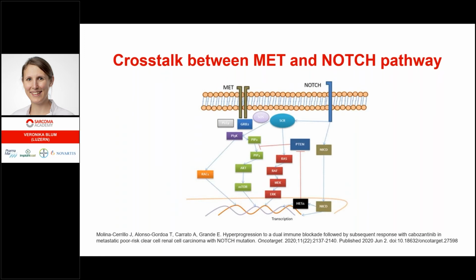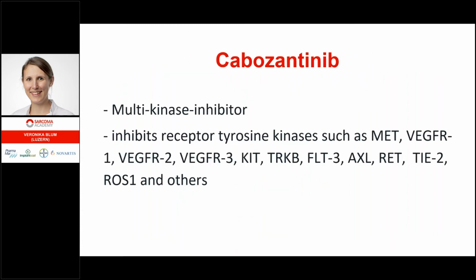We know that there is a crosstalk between MET and Notch pathway, also described in renal cell carcinoma. So maybe this could be an explanation why it helped. But Cabozantinib also inhibits a lot of other receptor tyrosine kinases, such as VEGFR and a lot of others. So we don't know, and maybe it's also due to the inhibition of VEGFR.